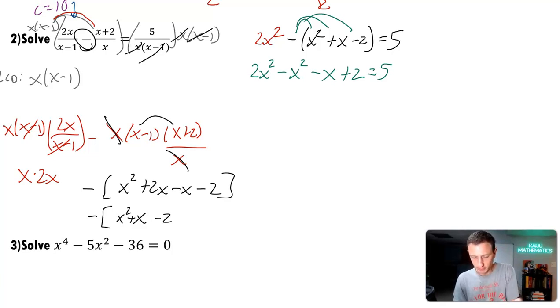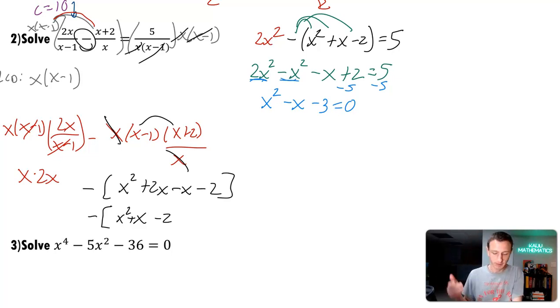Let's set up a quadratic. So I'm going to combine like terms. I'm going to get everything over to one side. I have like terms of 2x squared minus 1x squared is x squared minus x. I'm going to subtract 5. 2 minus 5 is negative 3 equal to 0. So I just combined like terms. 2x squared minus 1x squared is 1x squared. I moved over the 5 because I want to get this equal to 0.